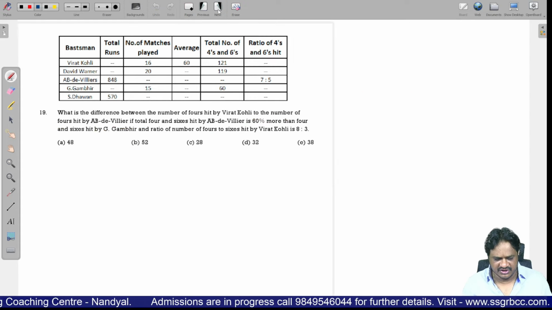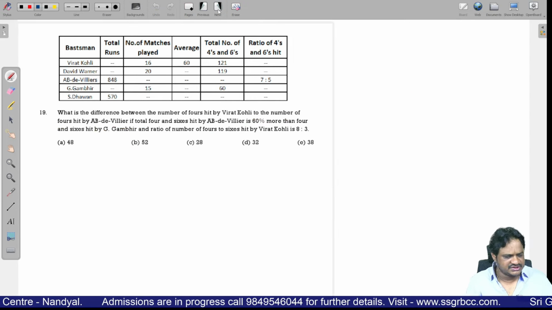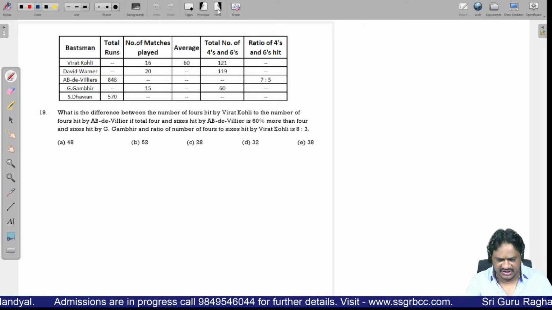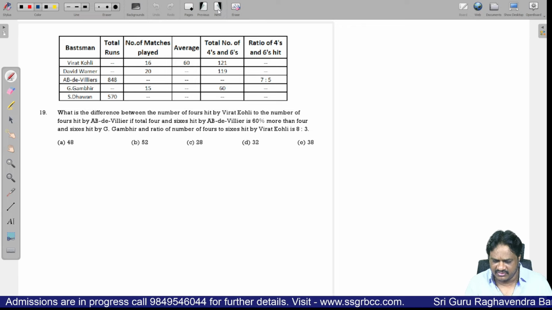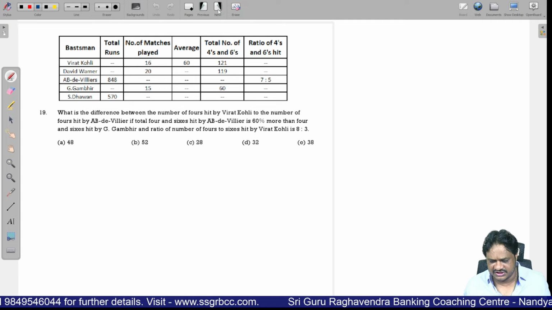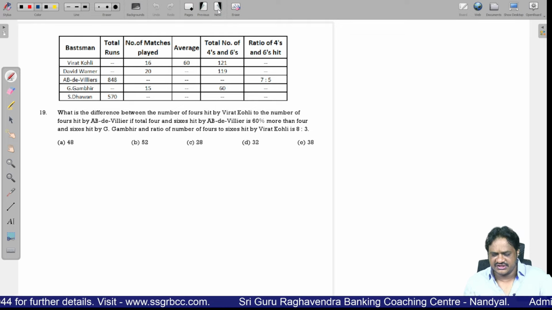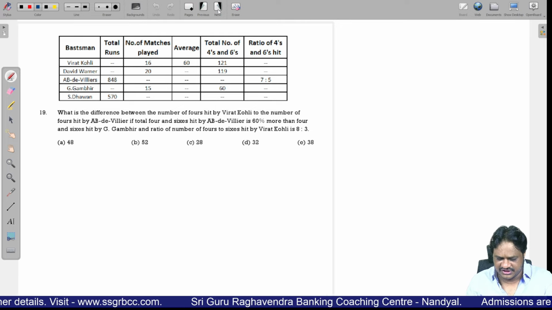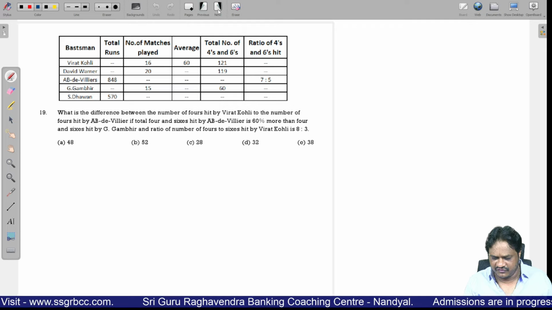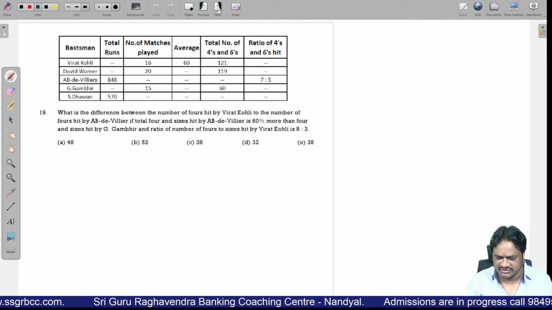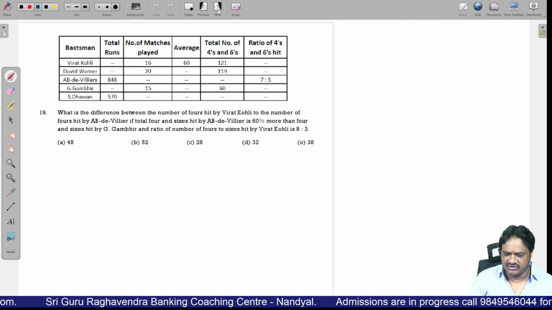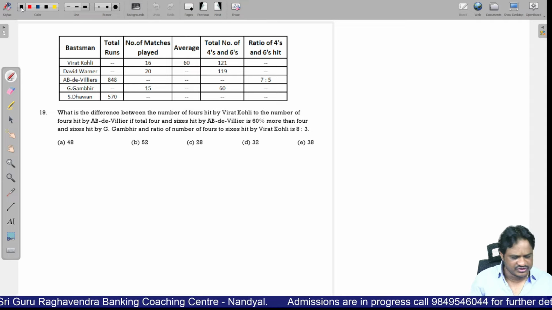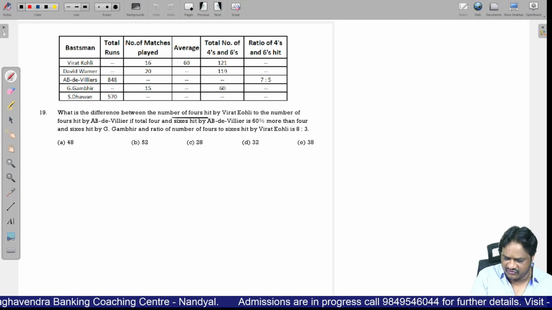Let us see the next one. 19th question. What is the difference between the number of fours hit by Virat Kohli and the number of fours hit by AB de Villiers? If the total number of fours and sixes hit by AB de Villiers is 60% more than fours and sixes hit by Gautam Gambhir, the ratio of fours and sixes hit by Virat Kohli is 8:3. We have to calculate the difference between the fours only by Virat Kohli and AB de Villiers.